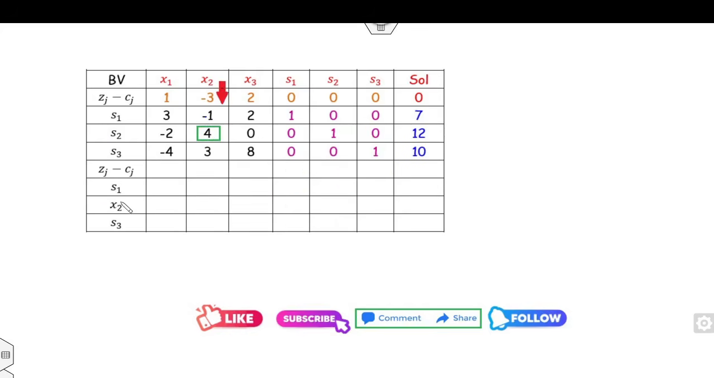You can write the identity matrix again. S1, 1, 0, 0, first column. X2, second column of the identity. S3, third column of the identity. These values are 0. Divide this complete row by the 4. So it is minus 1 over 2, 0, 1 over 4, 3.